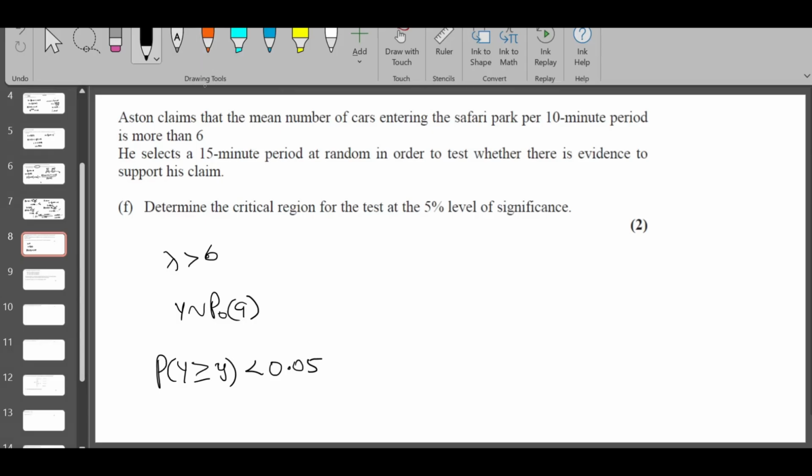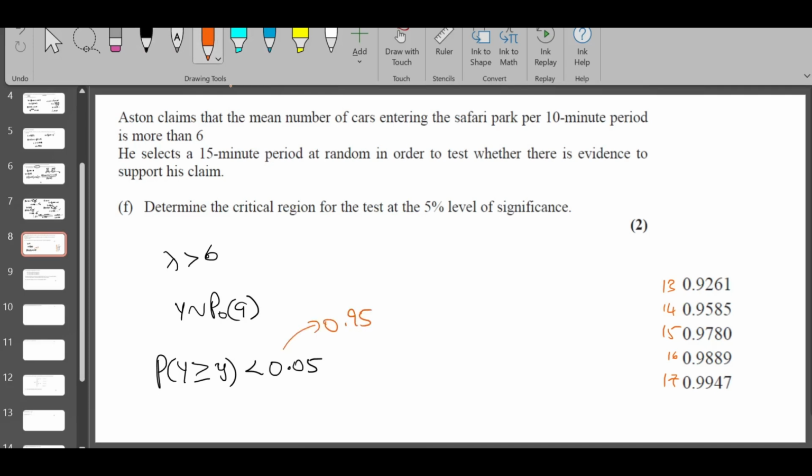So first, since it's greater than or equal to, always take 1 minus of this. Keep that number. So in the table you need to check where the value switches from less than 0.95 to greater than 0.95. So I have pasted the table values here. The 1 minus of this is 0.95.